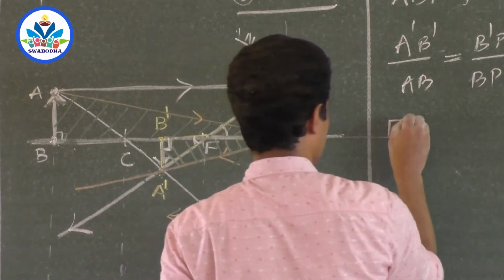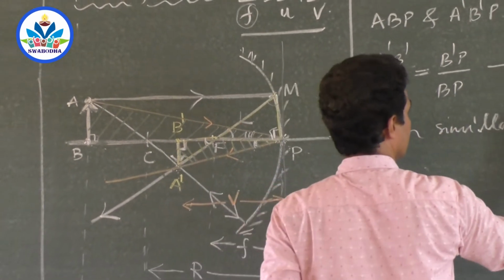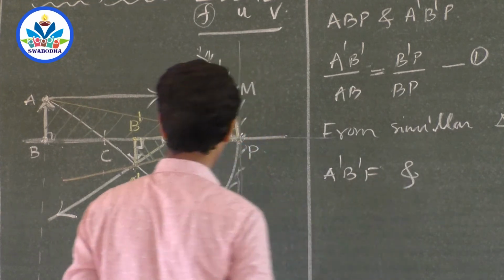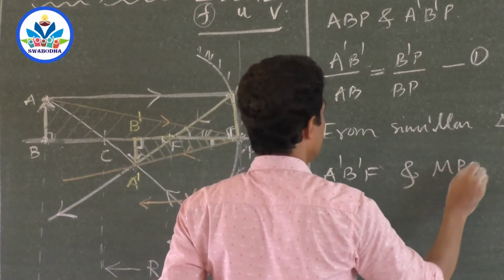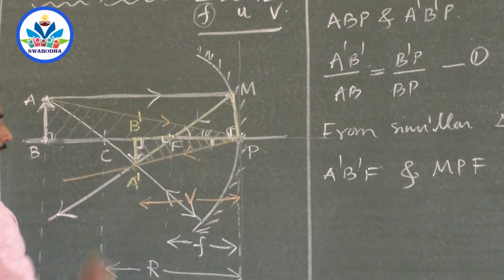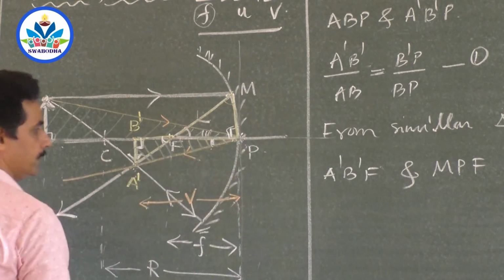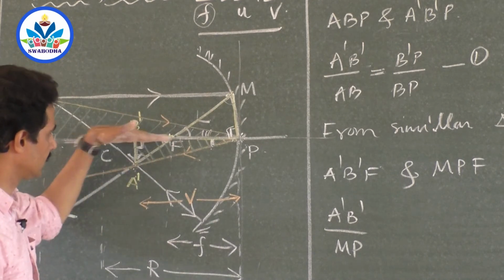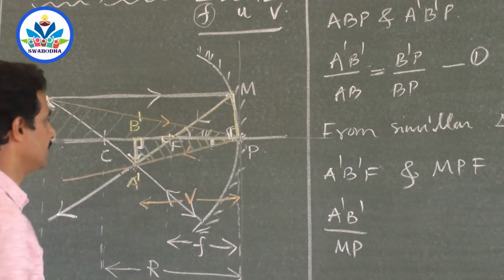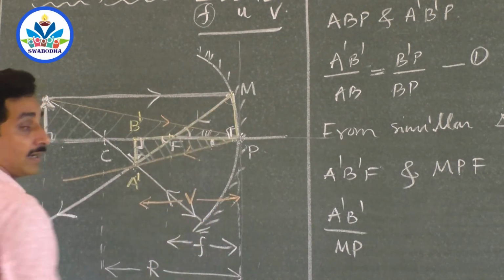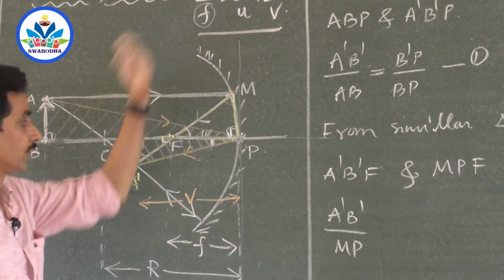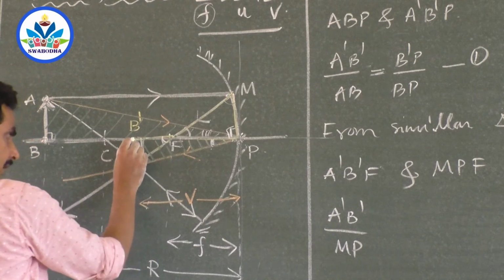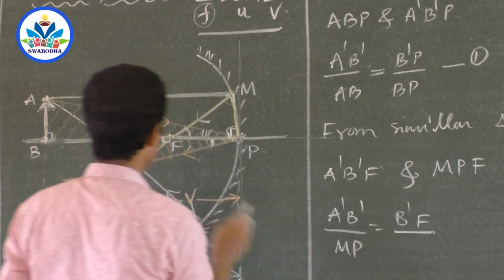So from similar triangles A dash B dash F and MPF, what can I write? A dash B dash by MP, because these are the lines which are perpendicular to these adjacent sides here. So A dash B dash by MP is equal to, I need not take this because these distances are nothing in terms of object distance, image distance and focal length. So I need not consider this. So take this: if the ratio of A dash B dash and MP is taken, then that must be the same as the ratio B dash F by FP. Hope you have followed this.